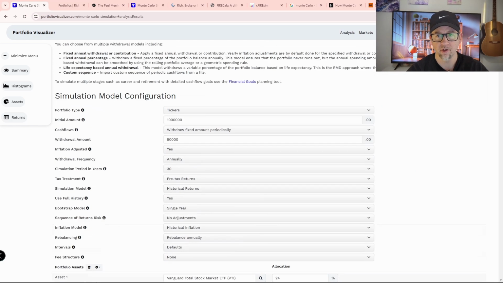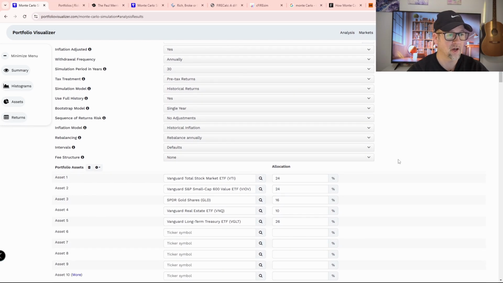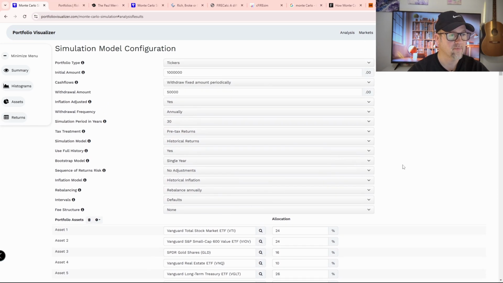So we put in here on the very top of one of these things, yeah. So we're simulating 30 years here as our total time. If you want more, of course, we can change that to 40 or 50. If you were to retire early, you need to change that. And so we don't have any sequence of returns risks or anything like that inside of here.